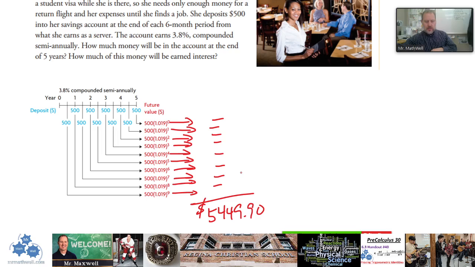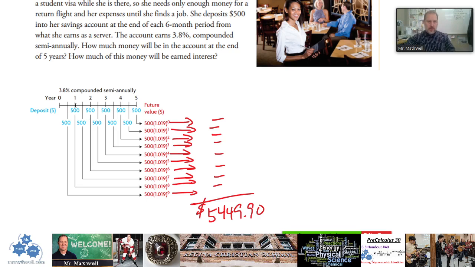Now, what does the actual question say? How much money will be in the account? How much of this money will be earned interest? Well, for this kind of question, how much money would be in the account? That's the 5,449.90. How much of this is interest? Well, what did she put in? What's the raw bottom line? What did she put in?